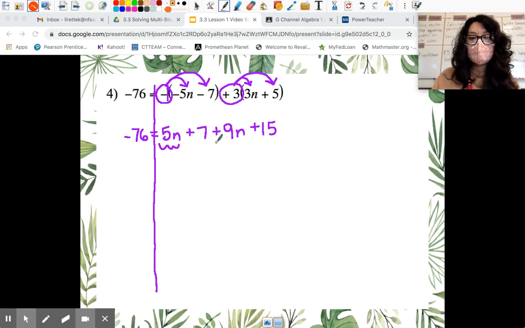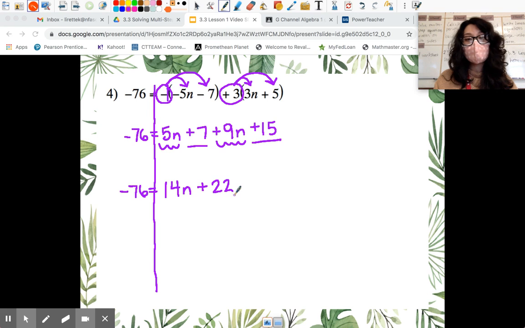I have a 5n and a 9n. I can add them together to get 14n. I have a 7 and a 15. I can add them together to get, let's see, what is that? 5, 7, 8, 9, 10, 11, 12. Carry the 1, that's going to give us 22. And at this point, I have no more like terms. I can't combine these two because this one has a variable and this doesn't. So it's a two-step. I have to undo my positive constant by subtracting. I do that to both sides.